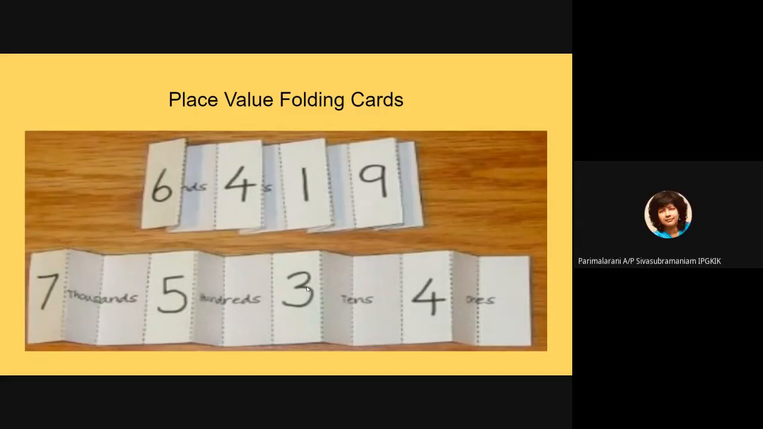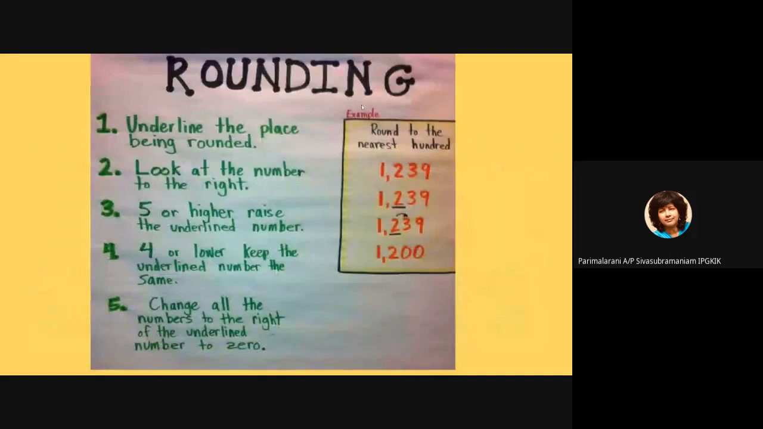We can say, for example, the card at the bottom here, we can read it as 7,534 ones, or we can say it is 753 tens and 4 ones. So there are many different ways of using this card and reading this card. Later we will see how to do that.